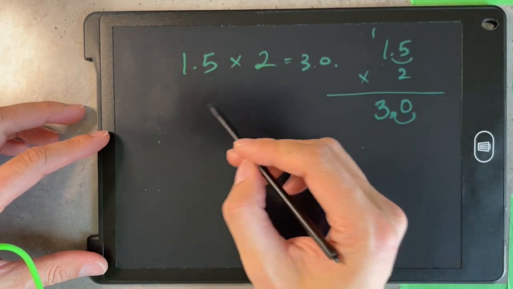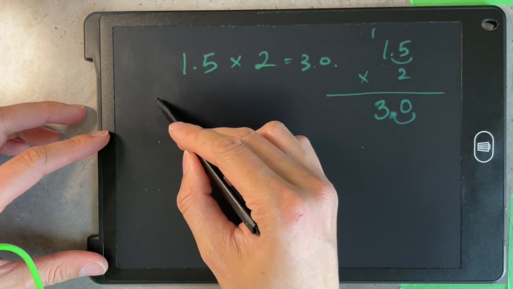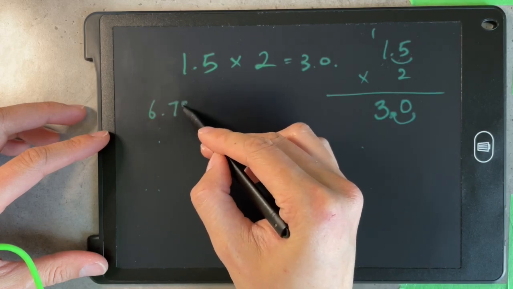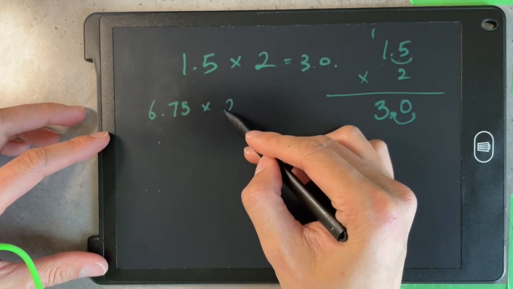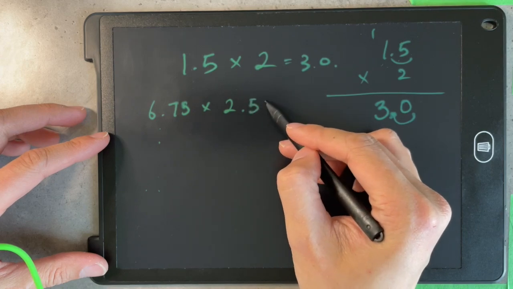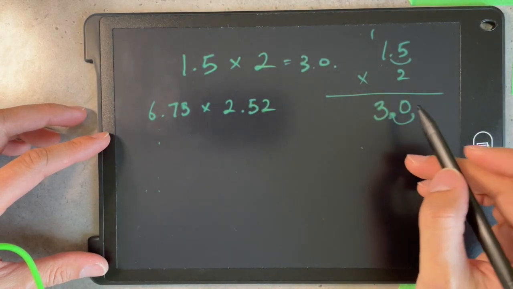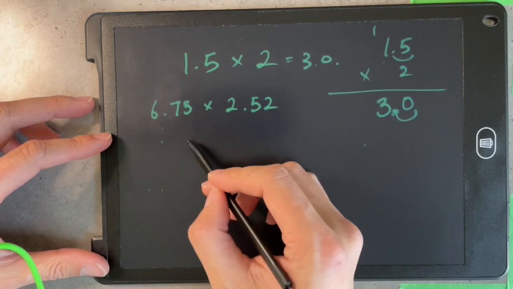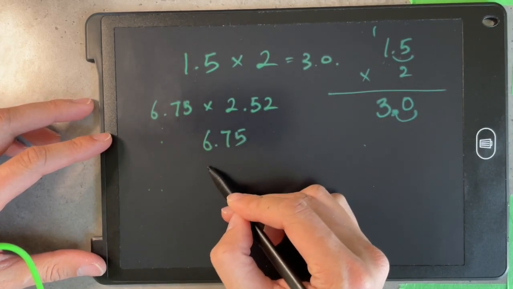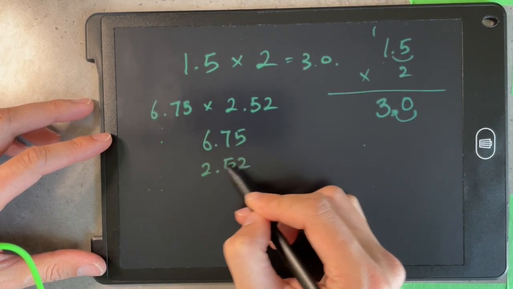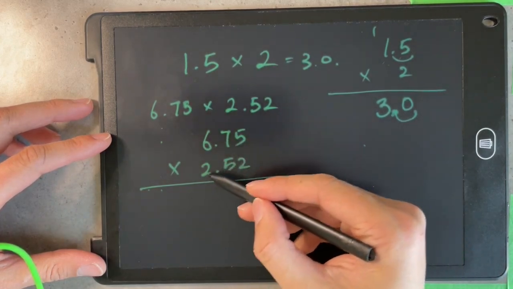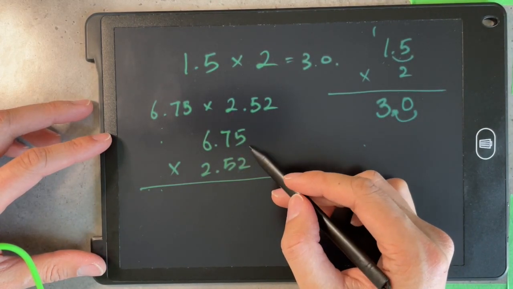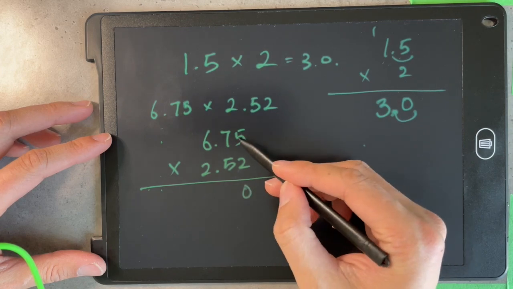Doesn't matter how many decimal places. You could do 6.75 times 2.52. Okay, so something like this. It will be long and tedious because it's like multiplying a 3-digit number by a 3-digit number. So I'm going to do that.